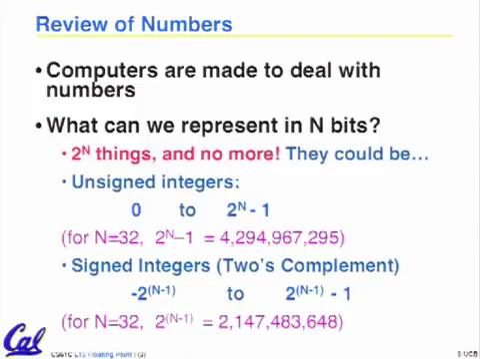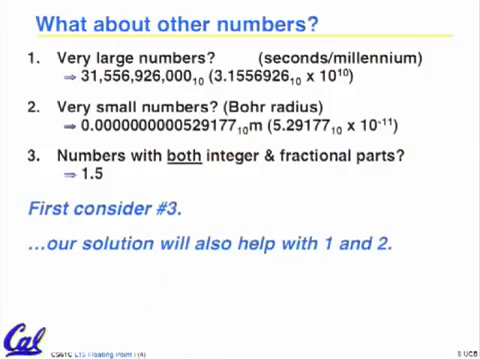That's all review. But we have yet to talk about what happens if the number is bigger than 4 billion, or really small, or even in the middle, but just has a fractional part. We really haven't talked about that enough. So today, we're thinking about that. We'll just try solving the 1.5 case first and see what we can do there.